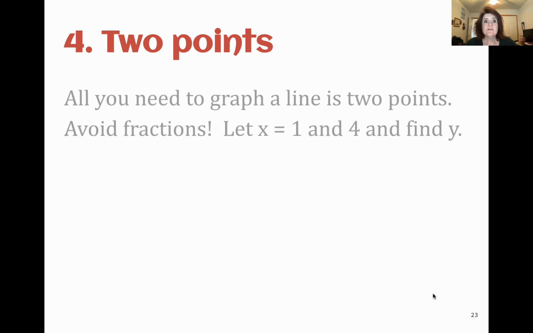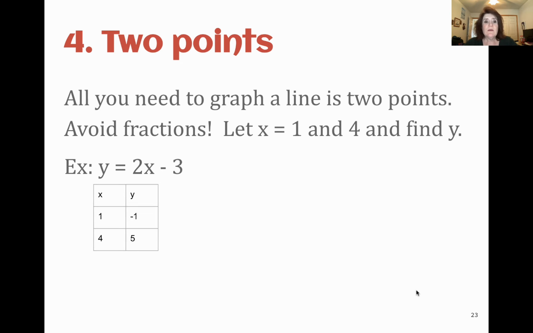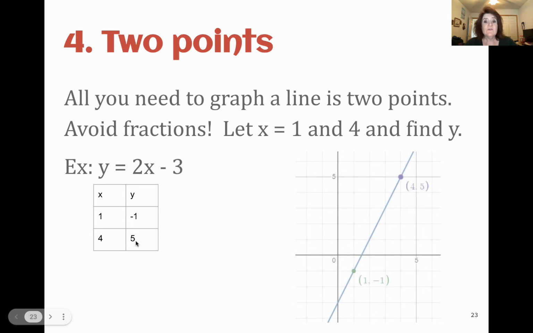The fourth way is to use 2 points. All you need to graph a line is 2 points. Avoid fractions. So let x be 1 and y be 4 maybe, and find y. So when you have the equation y equals 2x minus 3, you may want to just let x be 1, figure out that y is -1, and let x be 4 and y is 5. Because 2 times 1 is 2, minus 3 is -1. And 2 times 4 is 8, minus 3 is 5. And then graph those 2 points, the point (1, -1) and the point (4, 5).